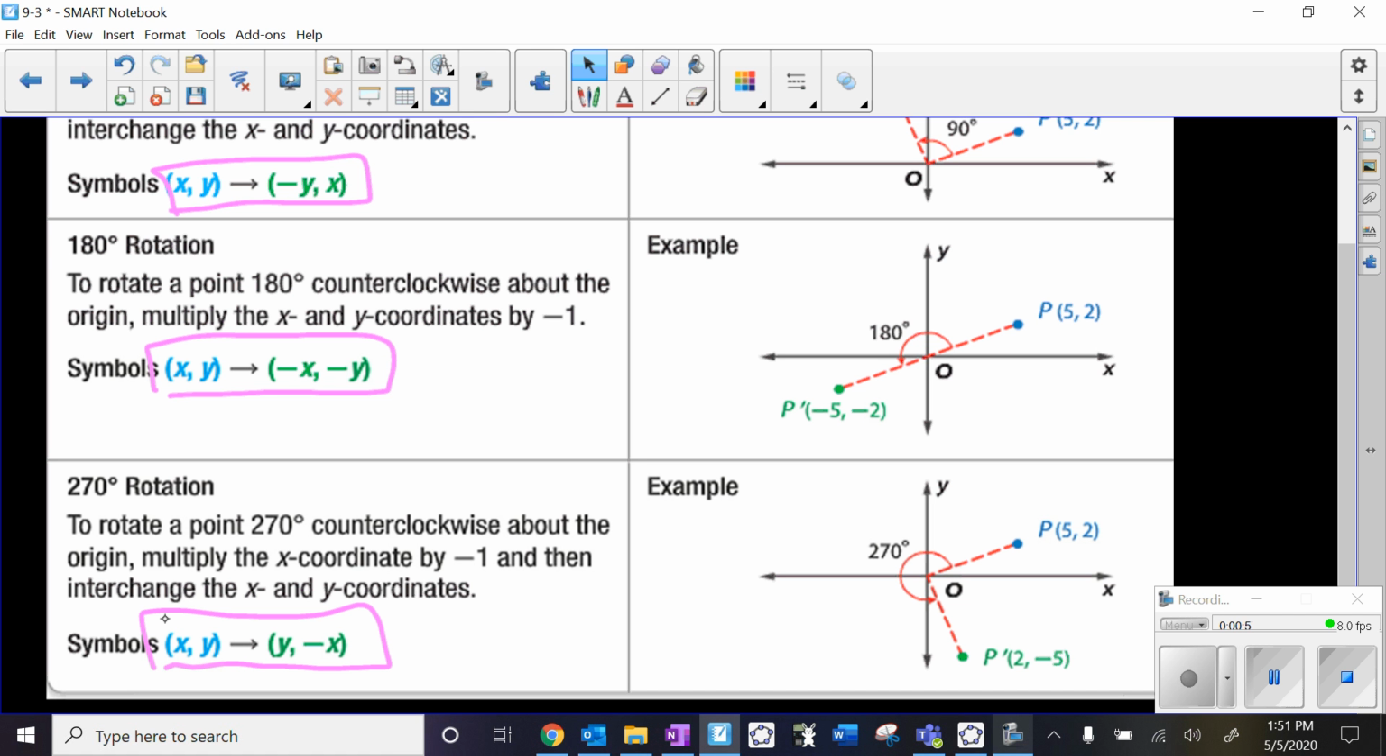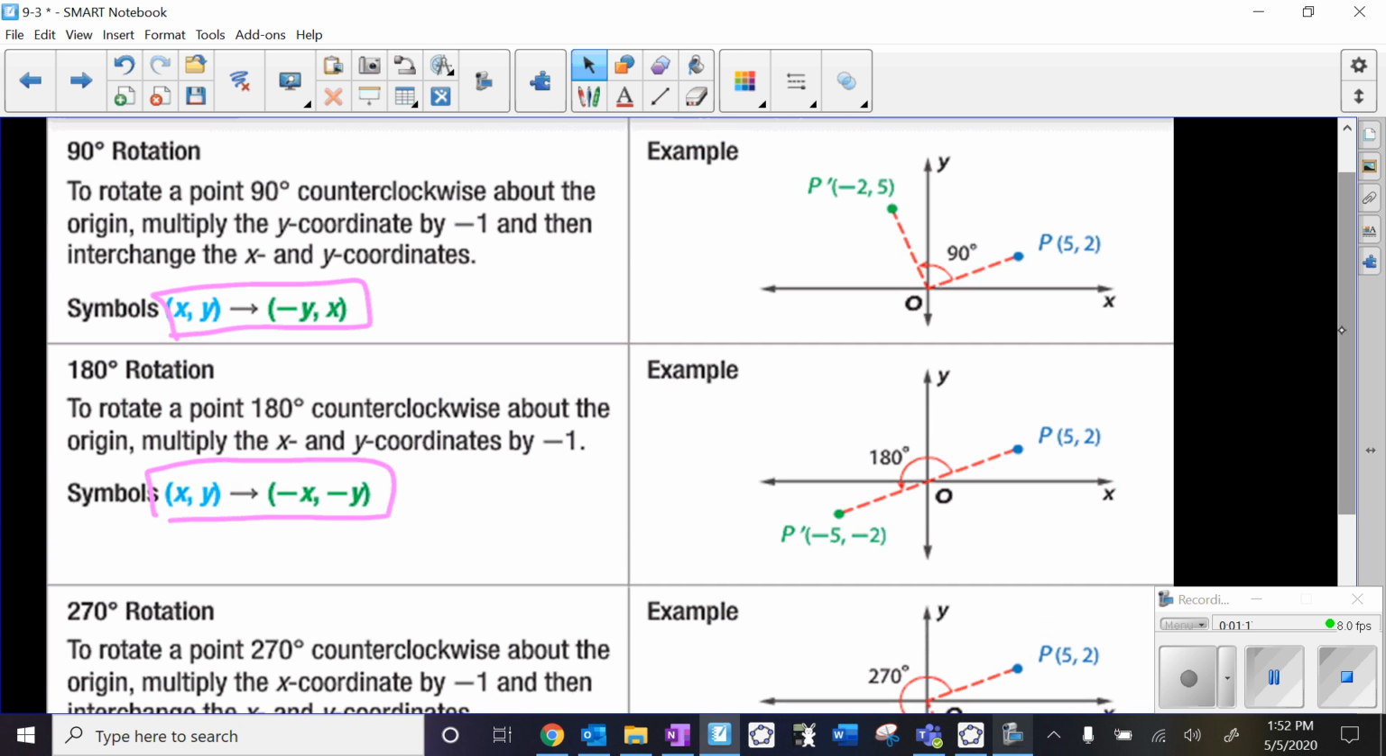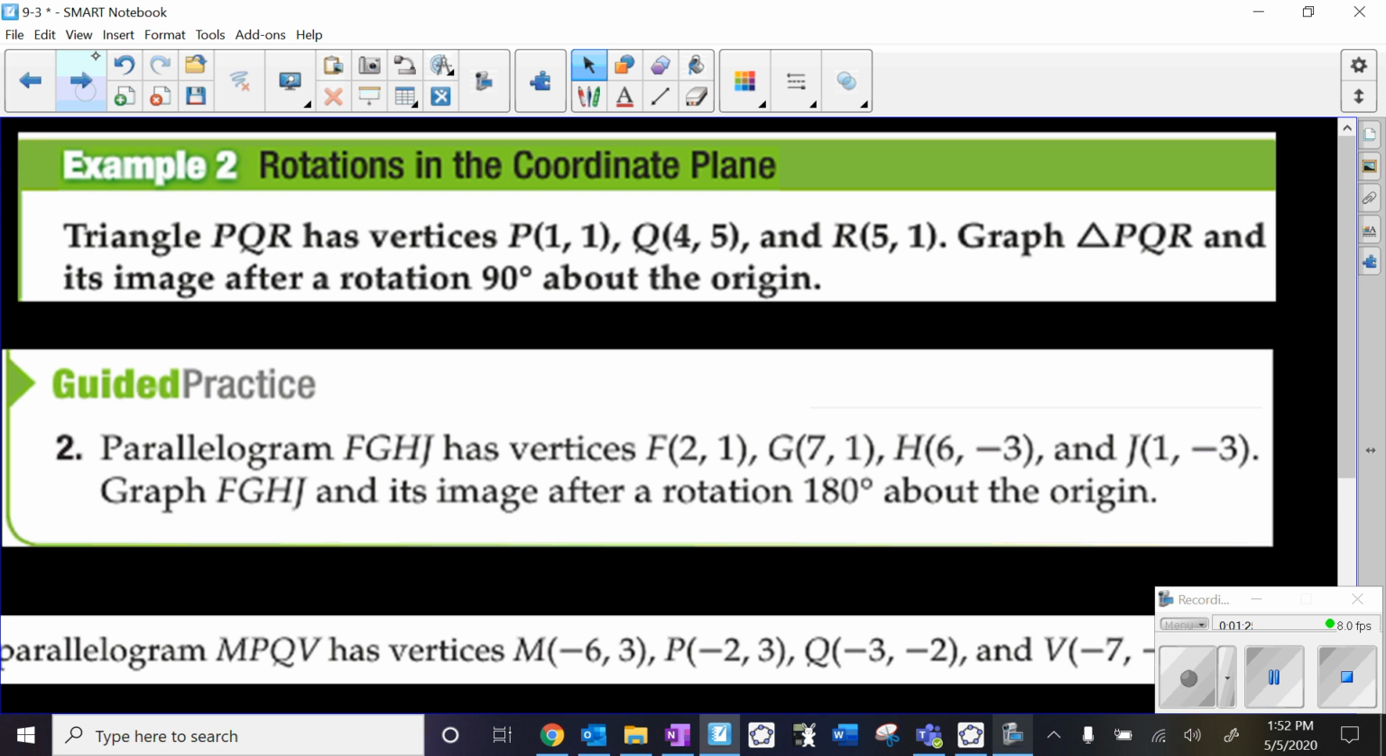Notice how I'm always saying counterclockwise. If you were to go clockwise, you're going to be in a little different spot. If I would say I'm rotating 90 degrees clockwise, I'm actually at 270 degrees counterclockwise. Right? It's just the opposite. 180 is always 180. And if I went 270 degrees clockwise, that would be 90 degrees counterclockwise. If they don't tell you, assume counterclockwise.